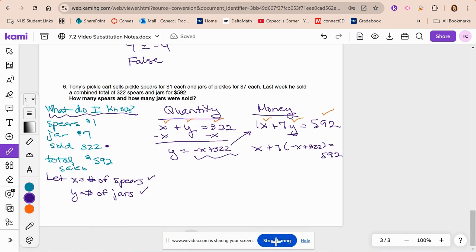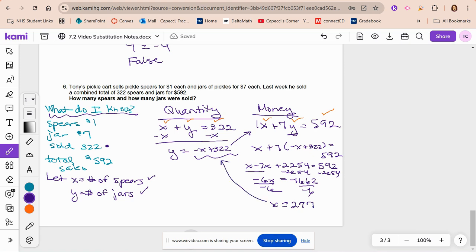Okay, so I'm going to keep going. So I have x minus 7x, and I'm going to multiply 7 times 322, and I get plus 2254 is equal to 592. Here this gives me negative 6x. I'm going to bring that 2254 to the other side, kind of all in one step. And that gives me negative 1662. I'm going to divide both sides by negative 6. So I know x is equal to 277.